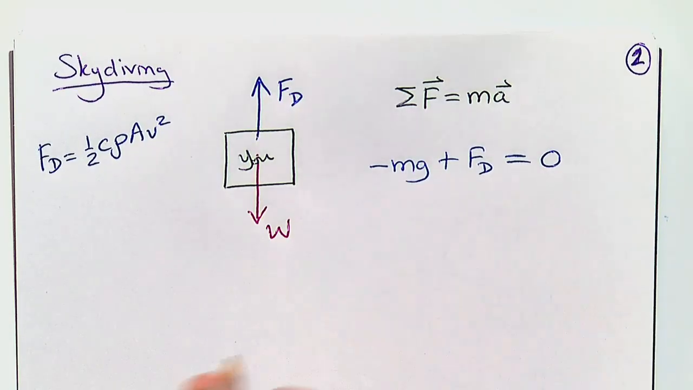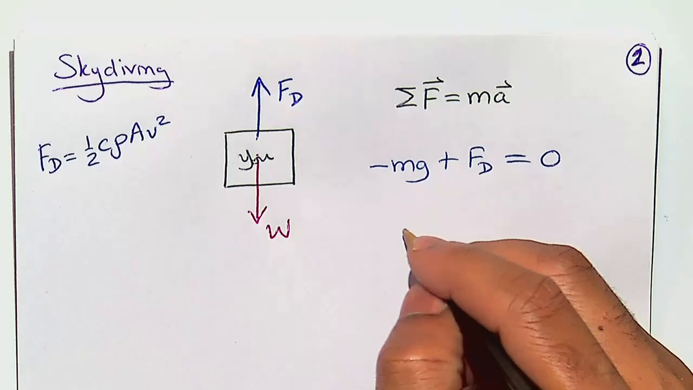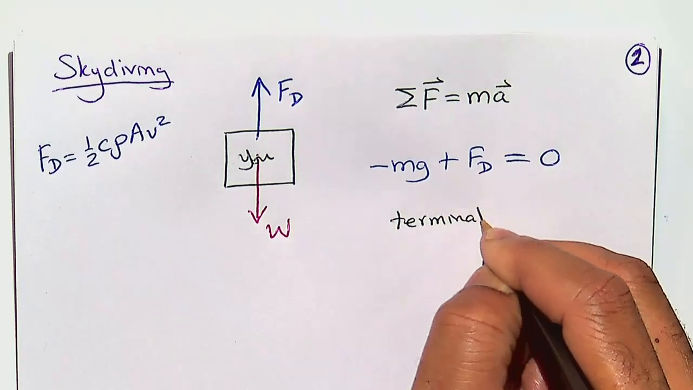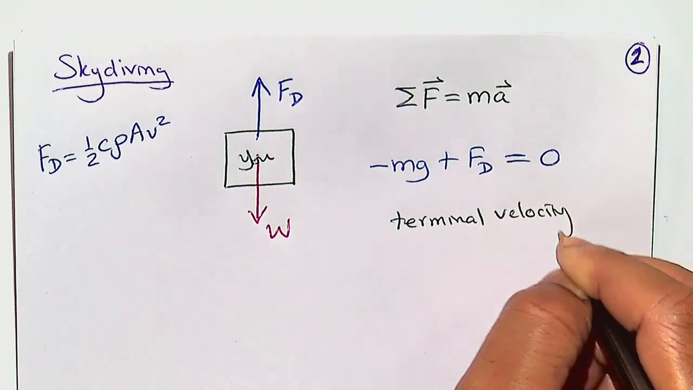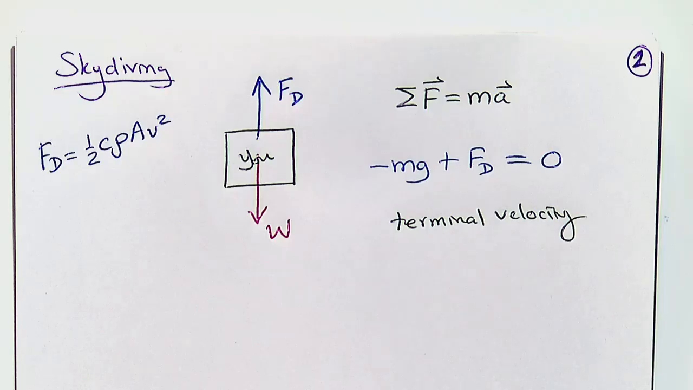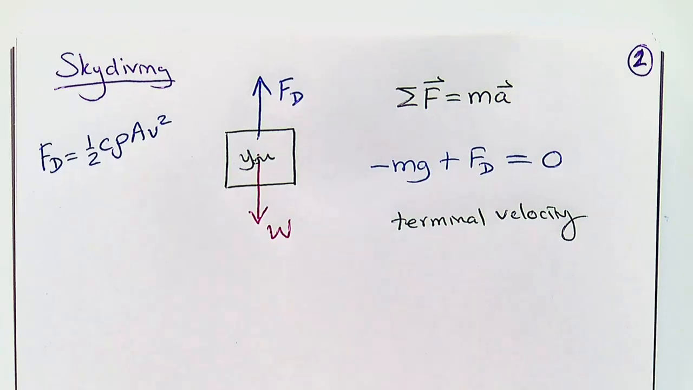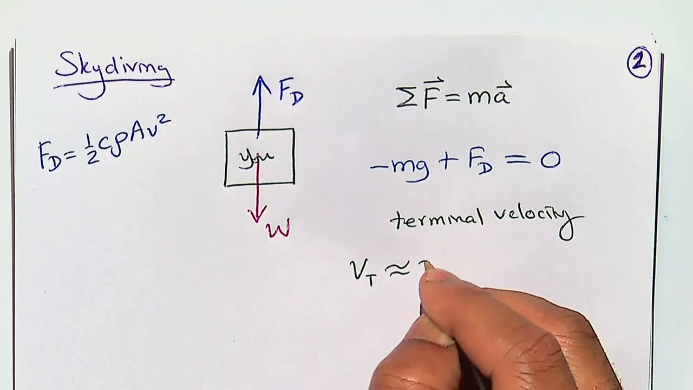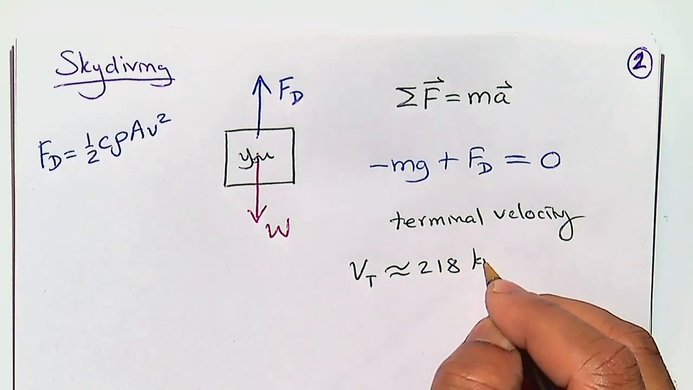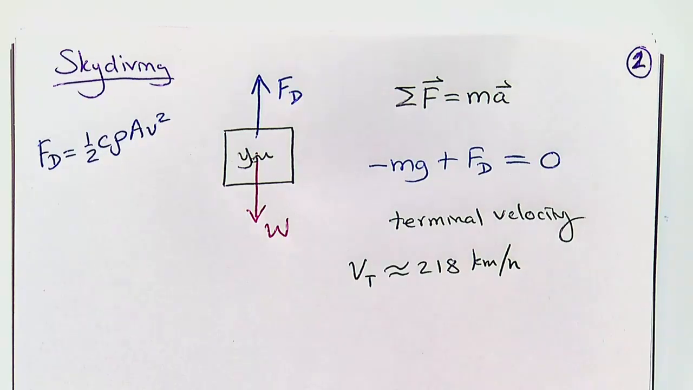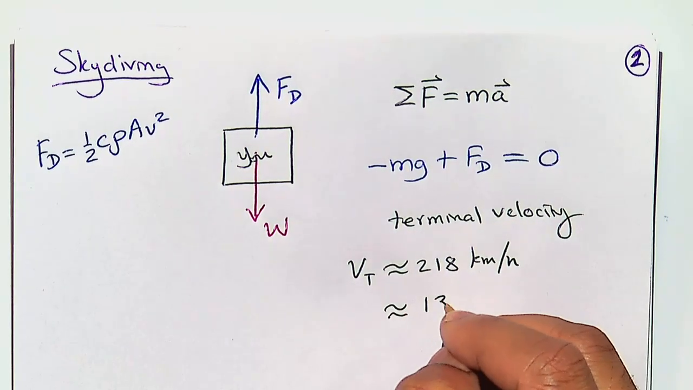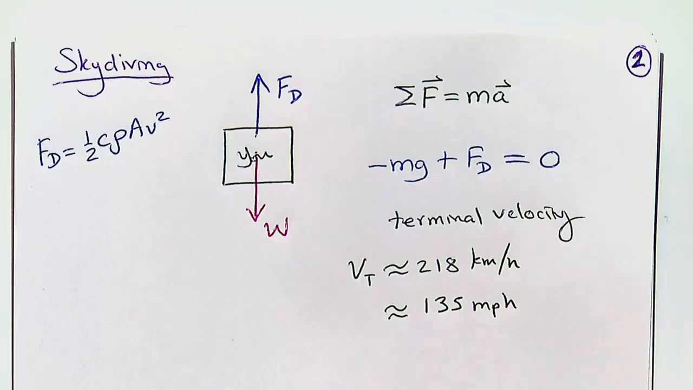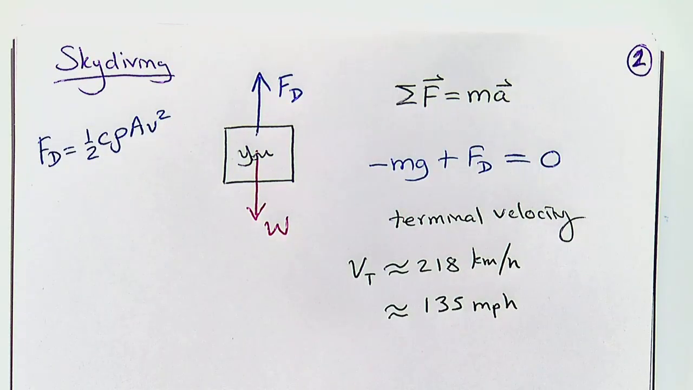So what you get to is this thing called terminal velocity. For a typical person, what is terminal velocity? It is about 218 kilometers an hour, or if you like miles per hour, about 135 miles per hour, depending on the numbers you use.